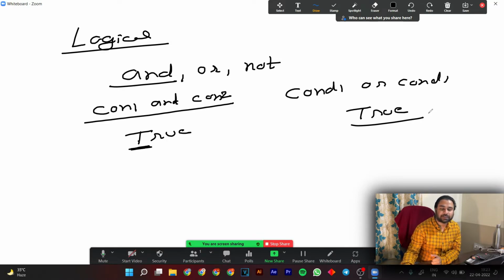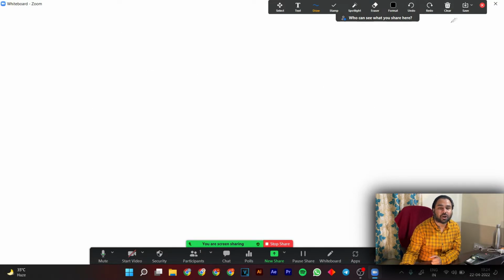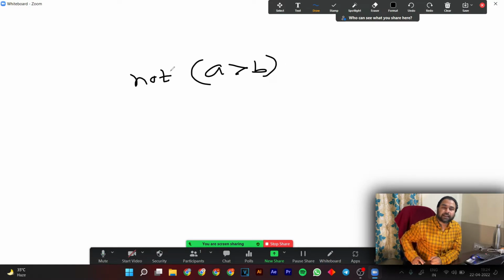The third one is the easiest one, and that is the not operator. Not means the negate. So if I have A greater than B and simply I have written not here, what does this mean? The negate. What is the negate? A greater than B, it's not A greater than B. It can be anything. It can be less than B or it can be equal to B.